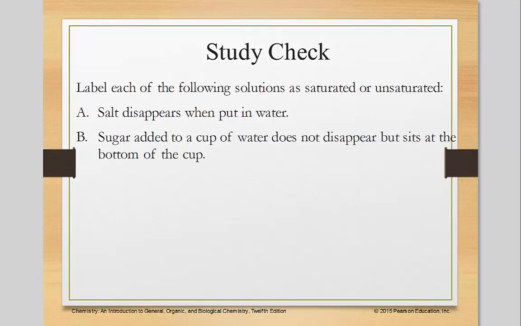So label each of the following solutions as saturated or unsaturated. If it disappears in water when you put it in the water, that means that it is an unsaturated solution because it means you could actually put more in there. Sugar is added to a cup of water, does not disappear, sits at the bottom. That means it is a saturated solution.